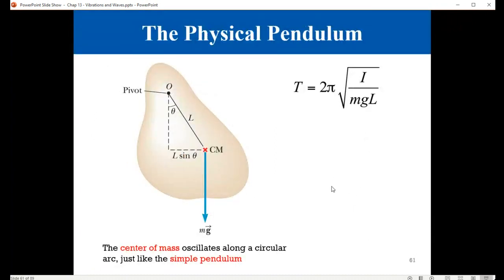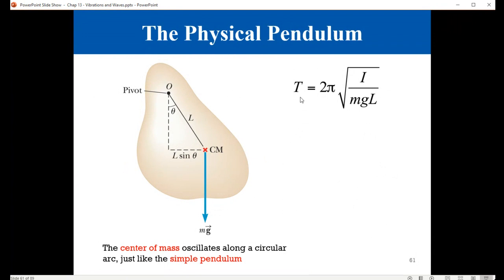A pendulum doesn't have to be a string and a bob. It can be of any shape like this. What we need is to have a pivot and oscillation around that pivot. The center of mass here defines the length of the pendulum. The distance between the pivot and the center of mass is L. And then whatever we studied earlier applies here. What we studied regarding a simple pendulum applies to this pendulum.